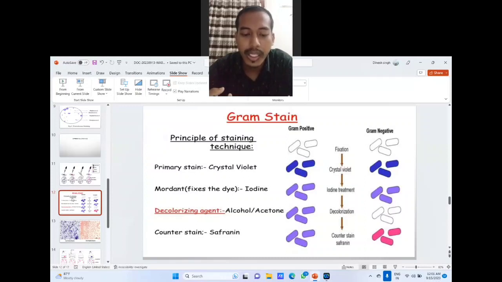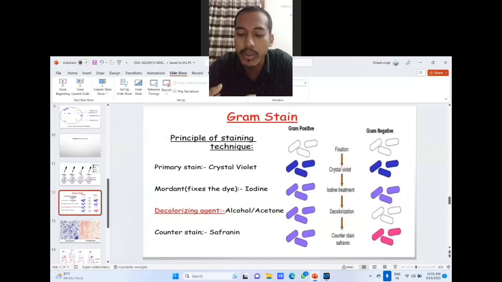After using the decolorizer, what happens? The alcohol or acetone will fill up the gaps or pores of the gram positive bacteria. So as a result, if the stain goes inside a gram positive cell wall, it cannot come outside unless we use excess decolorizer.